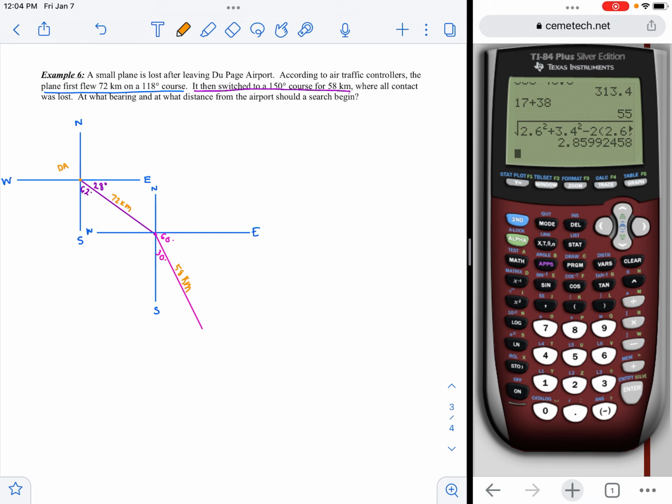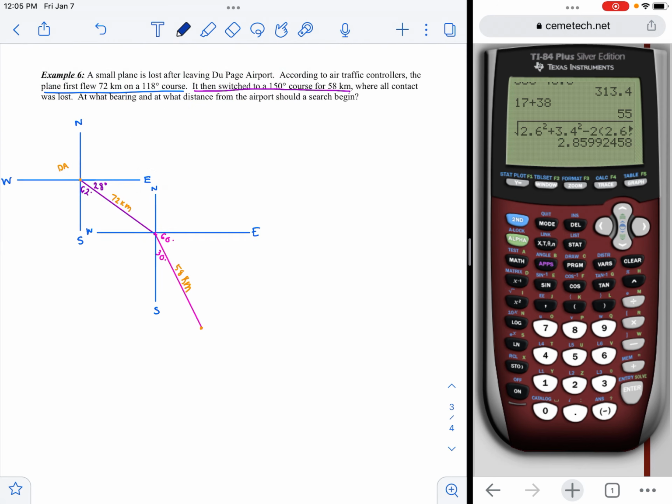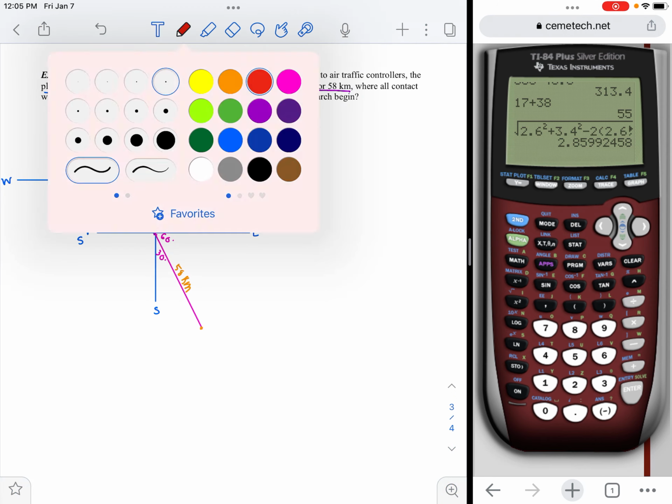According to air traffic controllers, it flew for 72 kilometers on a 118 degree course, that purple line. Then it switched to 150 degree course for 58 kilometers. That's that pink line. So now the plane's right here. This is where the plane is, that little dot right there. All contact is lost. So now it says at what bearing and what distance from the airport should a search begin? So DuPage County Airport is looking for that plane. So let's connect that plane to DuPage County Airport.